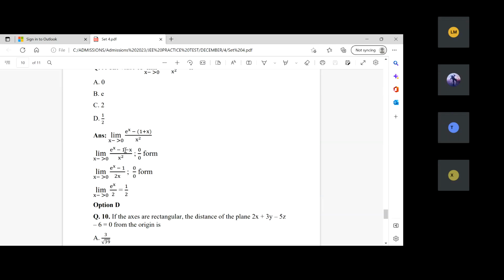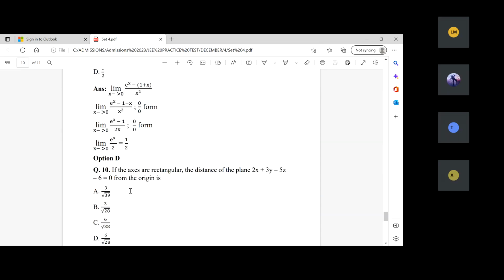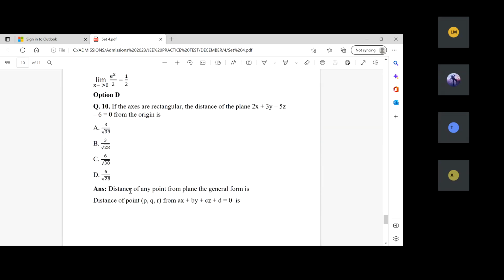The derivative of e raised to x is e raised to x. Minus 1 is 0. Minus x is minus 1. X square is 2x. Substituting x equal to 0, this is e raised to 0 minus 1 by 2 into 0. Now we have to differentiate it again. So this will be e raised to x by 2x, which will be 2. So what will be the value? It is 1 by 2. So this is a simple mental calculation that you can use to solve it.